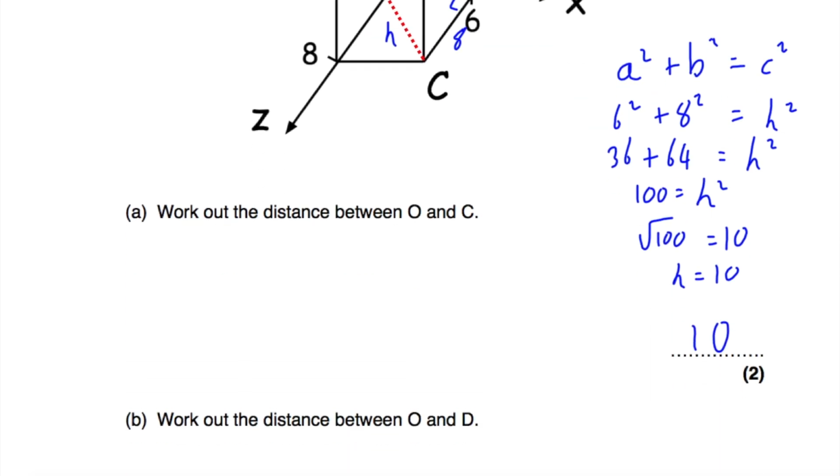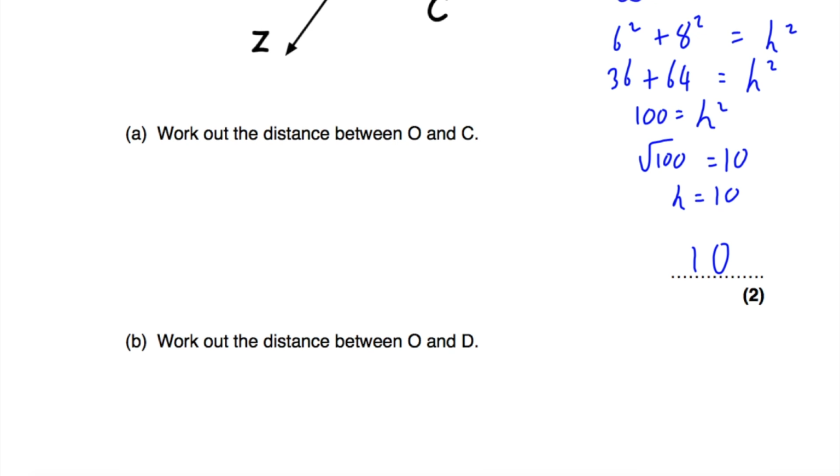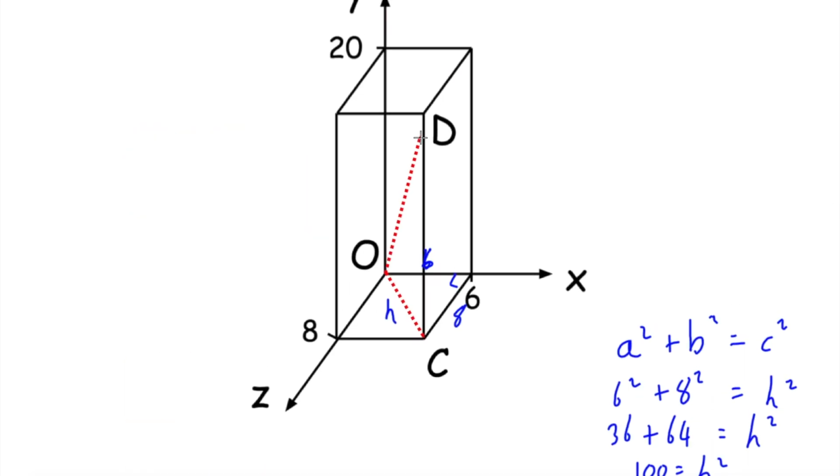Okay, and then part B. Part B says work out the distance from O to D. So we want to get from O to D. And actually, if we have a look at it, we've got another right angle triangle. We've got this length here. We know this, instead of being h, is now 10. Now I'm just going to replace that h with 10 because we've worked that out to be 10, and we're going to use it for our next question.